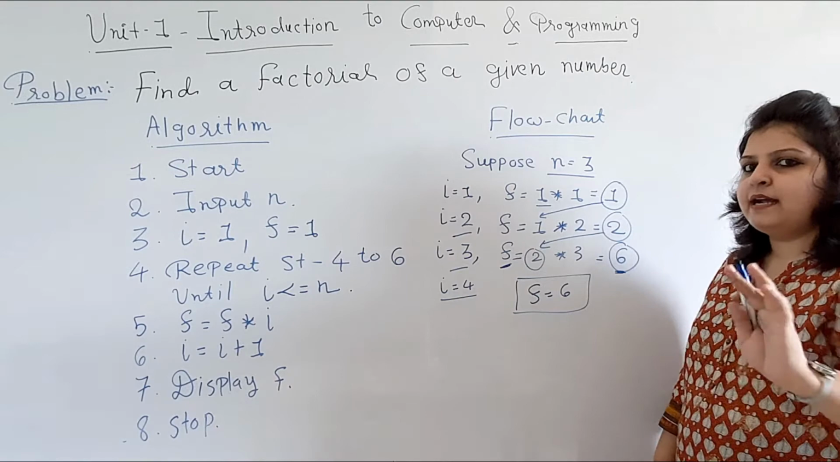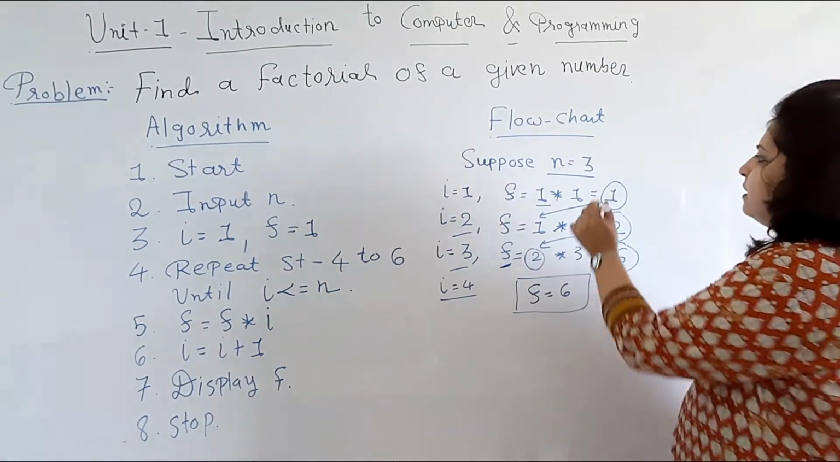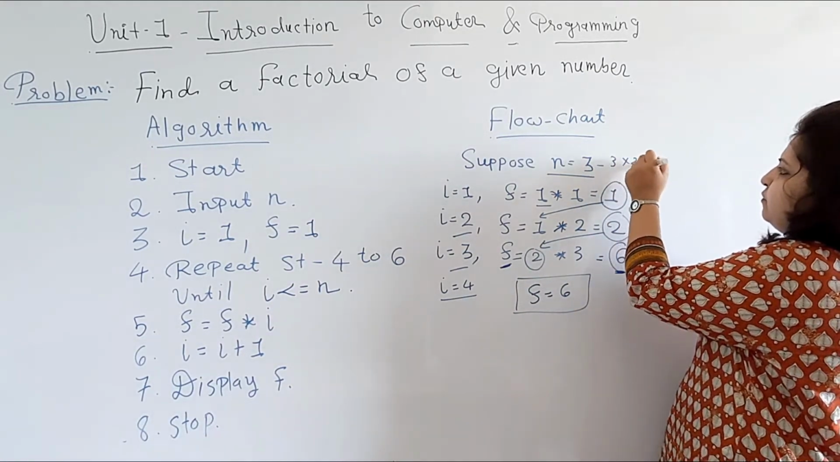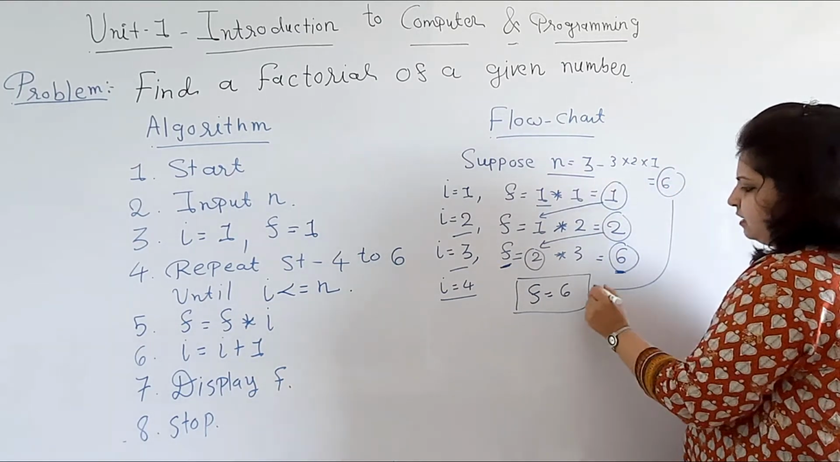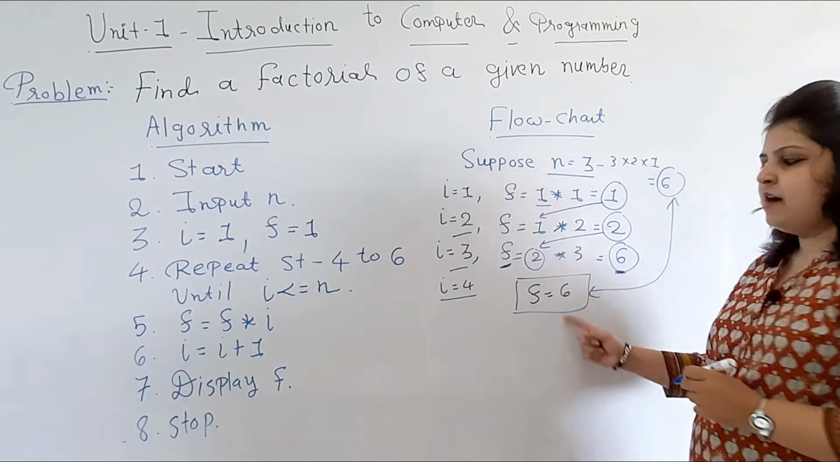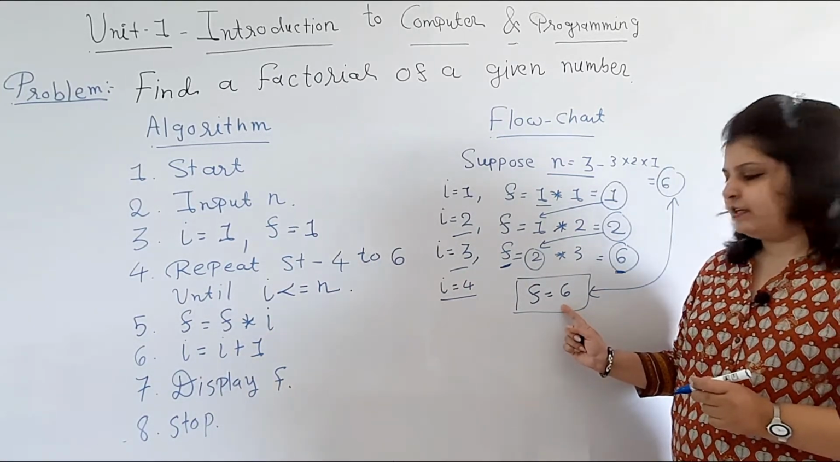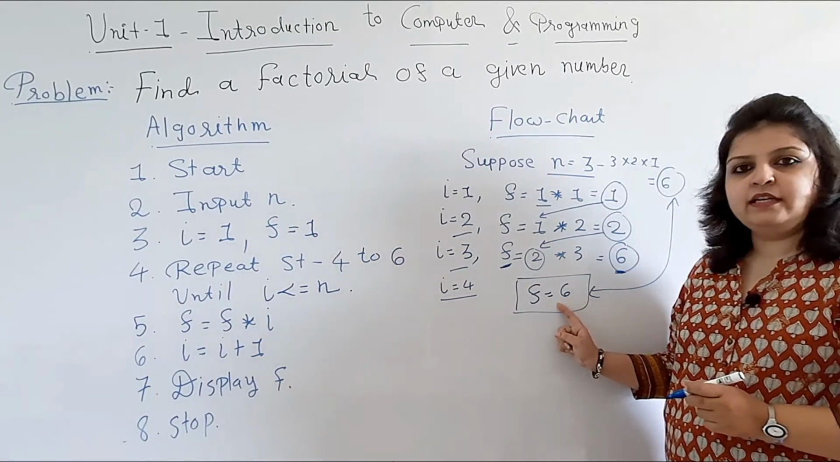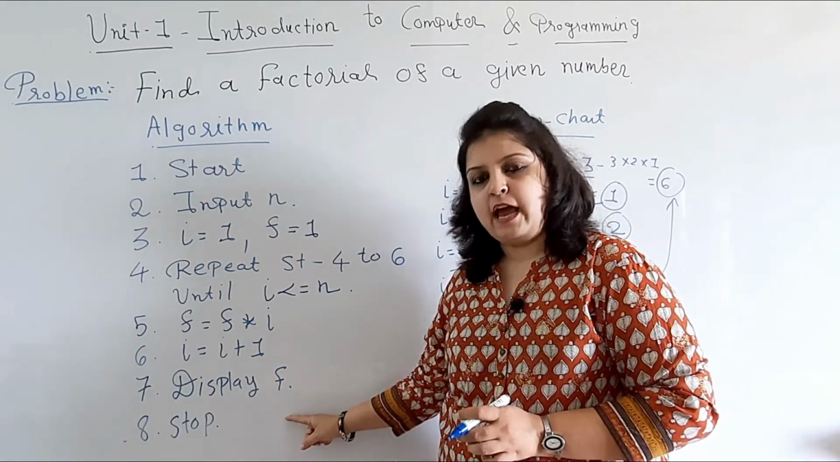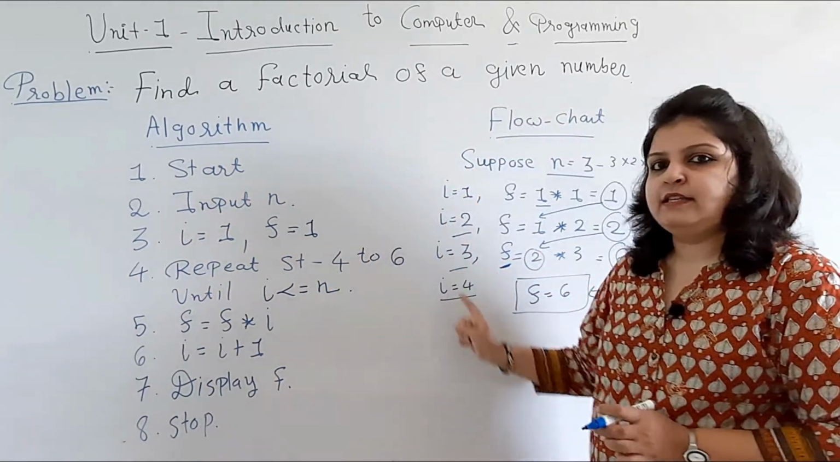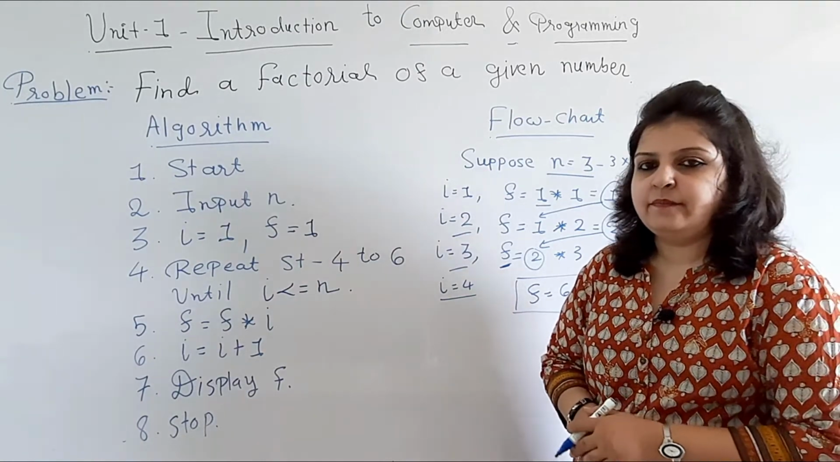And simply, finding the factorial of 3 is 3 into 2 into 1, which is also 6. So here you can see that we get our answer and it is stored in the f variable, so we just display the value of f. In this way this logic will be executed.